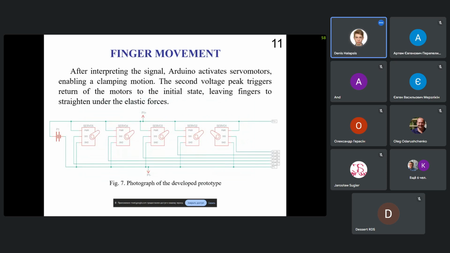In order to realize finger movement, several servo motors were used, one for each finger. Here you can see their schematics, and each voltage peak triggers a movement in all servo motors simultaneously. For example, the first peak causes a clamping motion. Now the hand is clamped. In order to return it to the initial state, we must administer a second peak.